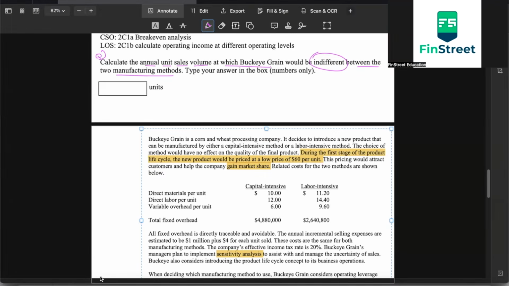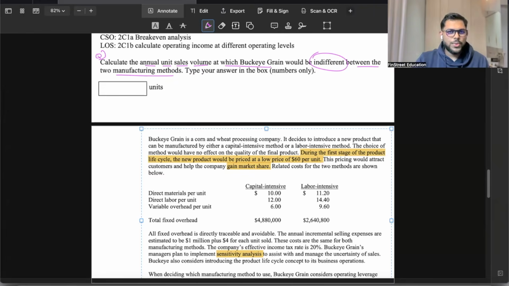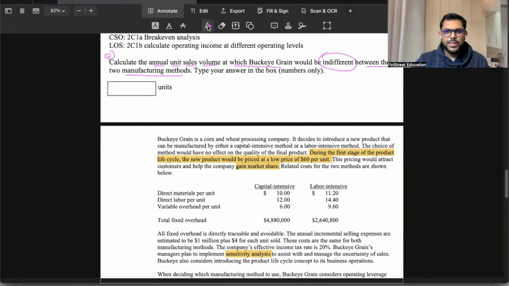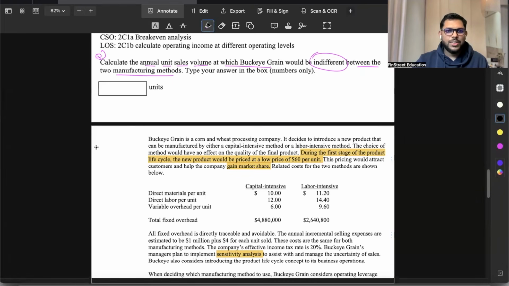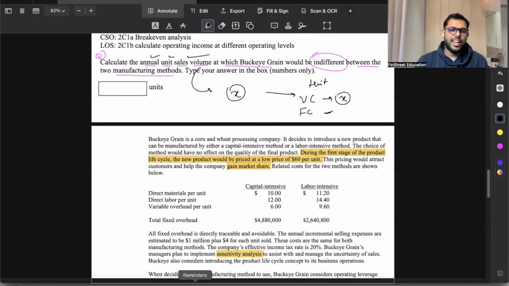Is there anyone who wants an additional hint before you guys go for solving? Okay, I can't help myself. Let me give you guys one hint. Assume that you guys are going to produce, sales has been asked, so let's look from the sales perspective. Annual unit sales volume. Assume this to be X. One more hint. Your VC gets multiplied by X, but your FC stays as it is. That doesn't make any difference. Okay, I think that's a strong hint.